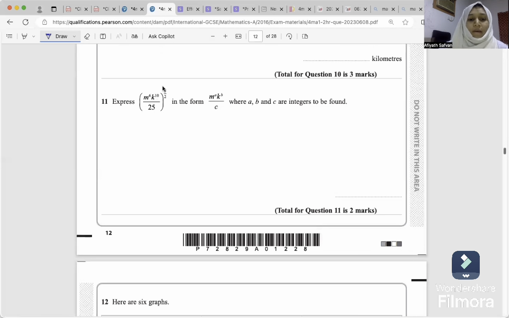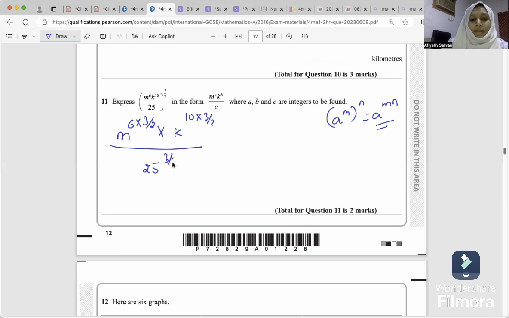So next problem. Express in the form of m to the power a, k to the power b over c, where a, b, and c are integers to be found. If you look at this, this is a problem from indices, where the power of 3 over 2 is common for all of the elements inside the bracket. So rule number 1: a to the power m into a to the power n, we have to multiply the powers if we have multiple powers. As a result, I'm going to multiply 6 into 3 by 2, and k to the power k into 3 by 2, over 25 to the power 3 by 2.